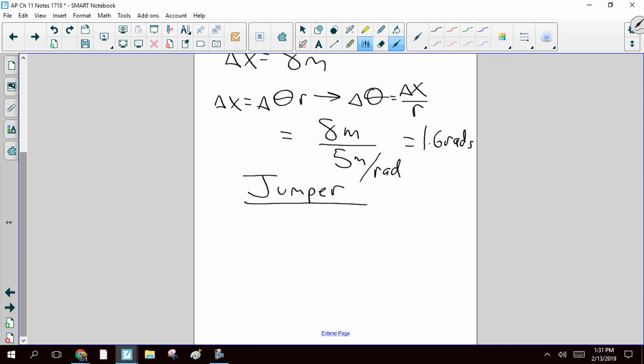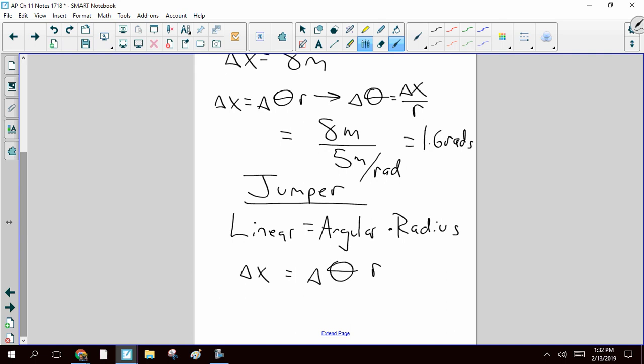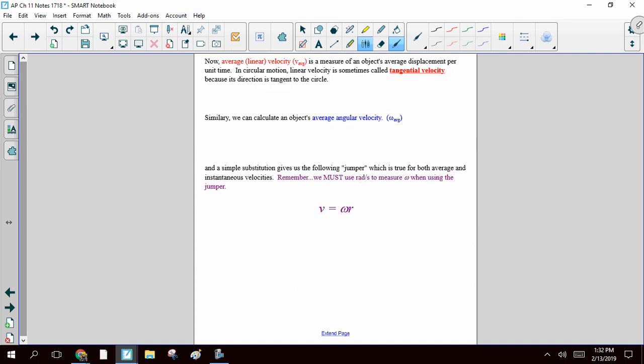And the way all of the jumper equations work is this. Your linear value is always equal to your angular value times the radius. All right, and so the first one we've just learned is this, delta x is delta theta times r. Incidentally, notice c equals 2 pi times r is a simple example of that, right?